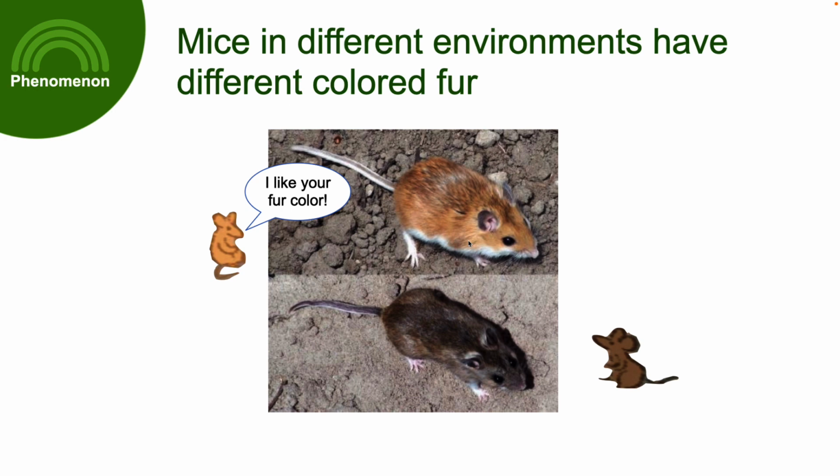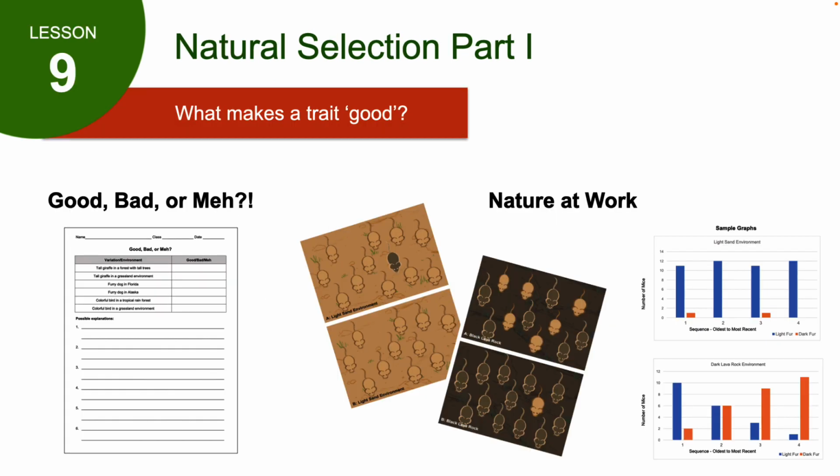We begin with a phenomenon that leads to a mystery. Darker colored mice are more common in some areas than others. Why is that? Up to this point, students have documented how traits vary, but now it's time to rate the trait. What makes a trait good, bad, or meh? Is a tall neck on a giraffe good? Students realize that it depends on the environment.